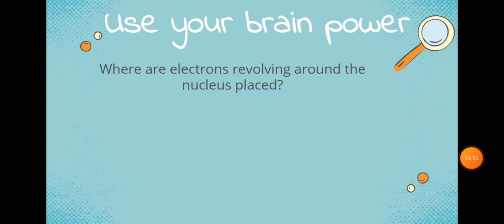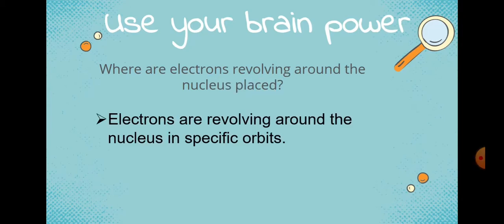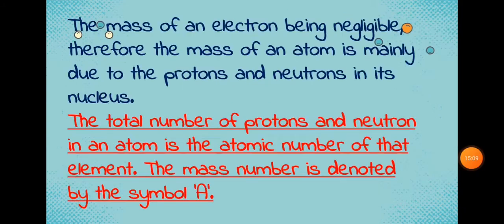Next question, where are electrons revolving around the nucleus? Do they revolve anywhere? No, right? They revolve around a particular specific orbit or a shell. Now, as we discussed, the mass of an electron, which means negative, is negligible. Therefore, the mass of an atom is mainly due to the protons and neutrons. See, electrons are negligible because they are 1800 times less. So always what is considered is the protons and neutrons in the nucleus. And the total number of protons and neutrons in an atom is the mass number of that element.